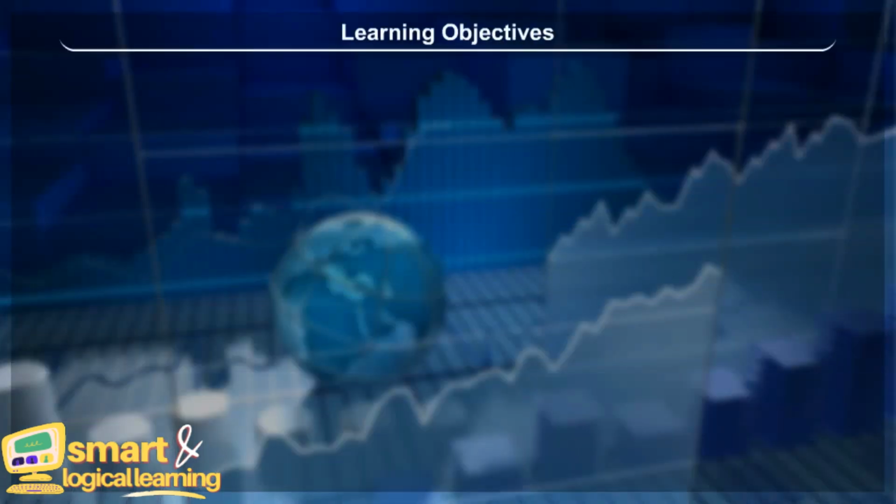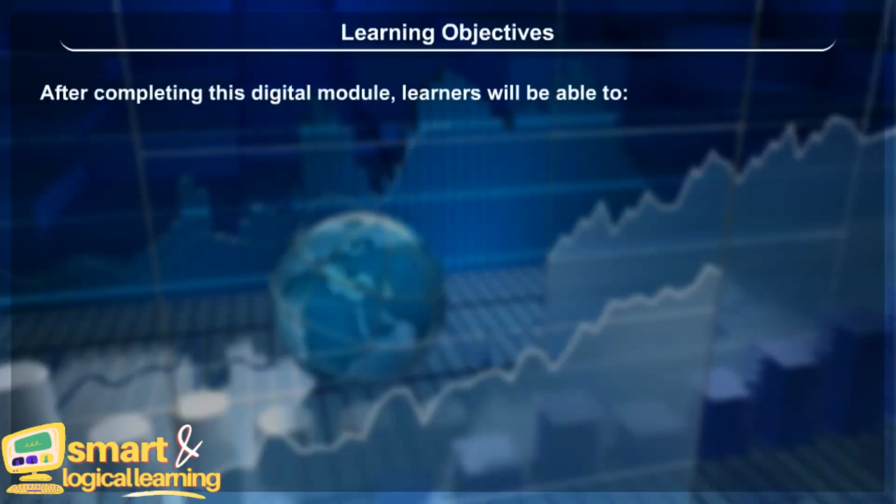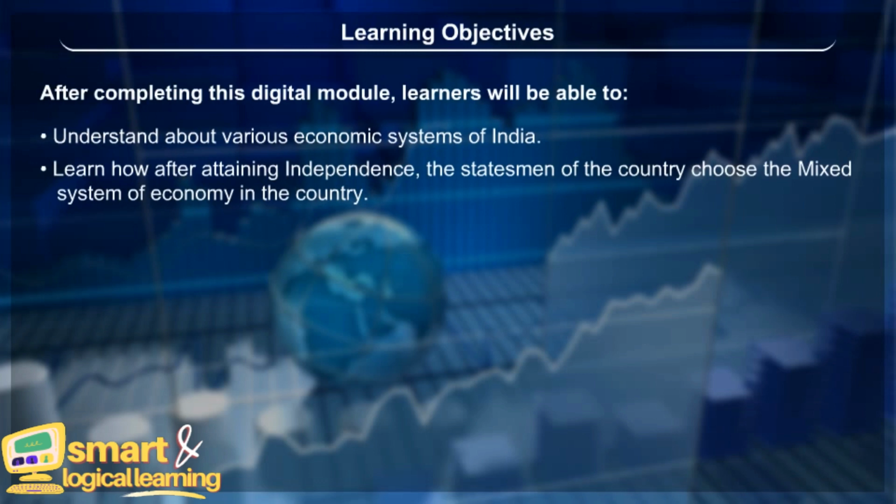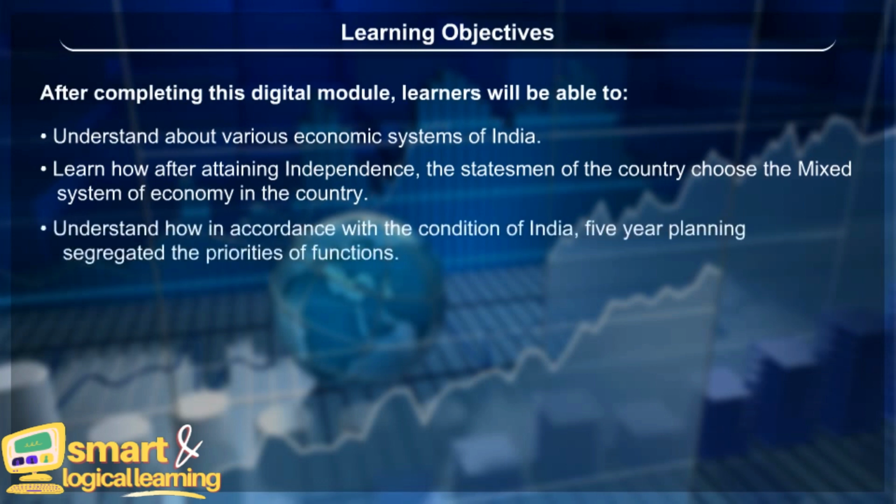Learning objectives. After completing this digital module, learners will be able to understand about various economic systems of India. Learn how after attaining independence, the statesmen of the country chose the mixed system of economy in the country. Understand how, in accordance with the condition of India, 5-year planning segregated the priorities of functions.